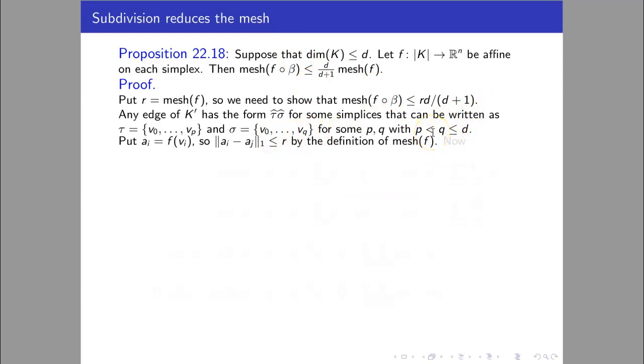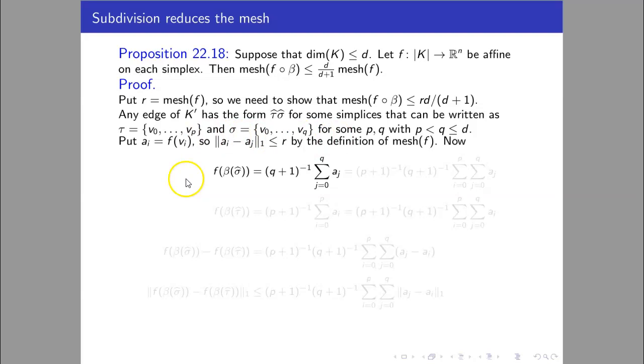And of course, because the dimension is at most d, that means that this q here has to be at most d. Okay, so then we've got these vectors a_i as f of v_i, and the mesh of f is at most R, so that means that the L1 norm of a_i minus a_j has to be less than or equal to R for all i and j. So let's look at what f composed with beta does to this edge tau hat sigma hat. We look at f composed with beta applied to sigma hat.